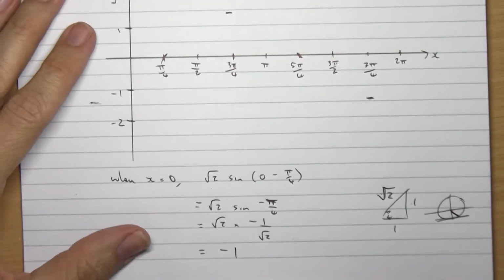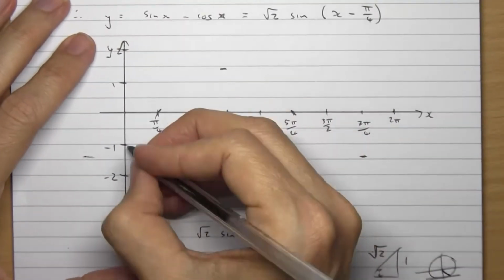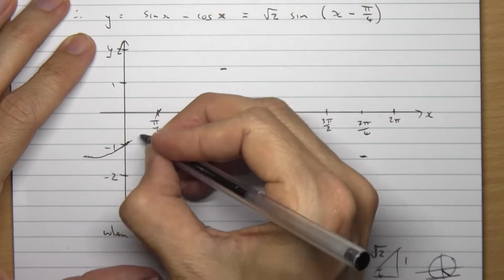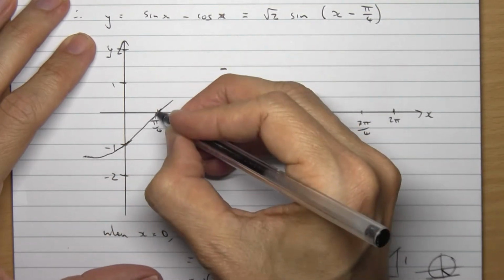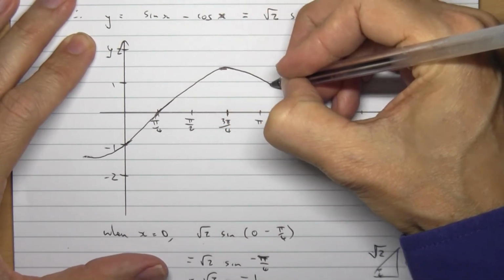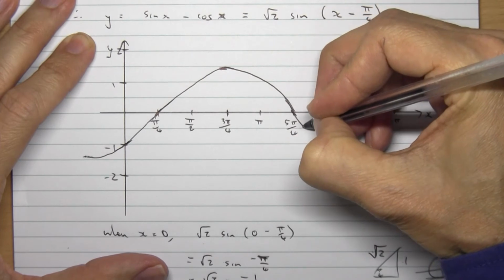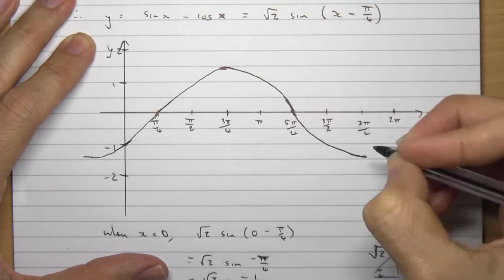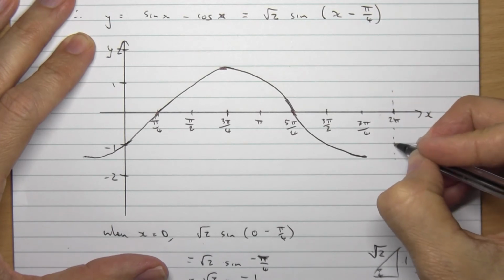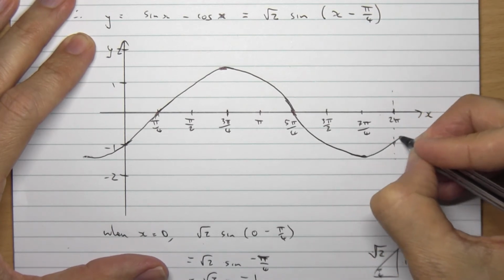Well, that's easy to draw, isn't it? That means we're coming through here. We would have been coming from there. We're coming up through here, up to the top, back down through here, back down to the negative, and actually at 2 pi, it is also negative 1, going up through there.